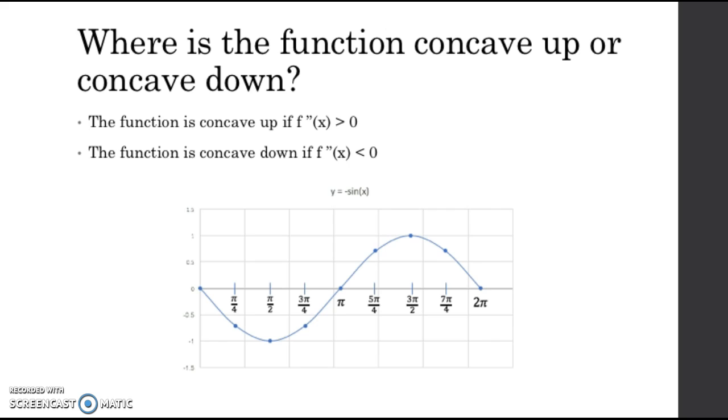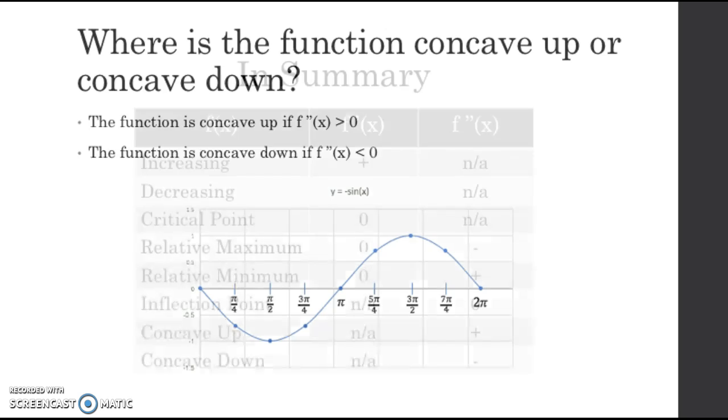A positive second derivative means that the function is concave up. A negative second derivative means the function is concave down. On this second derivative graph, you can see that the second derivative is negative from 0 to pi. This means that the function is concave down on this interval. The second derivative is positive from pi to 2 pi, which means that the function is concave up on this interval.